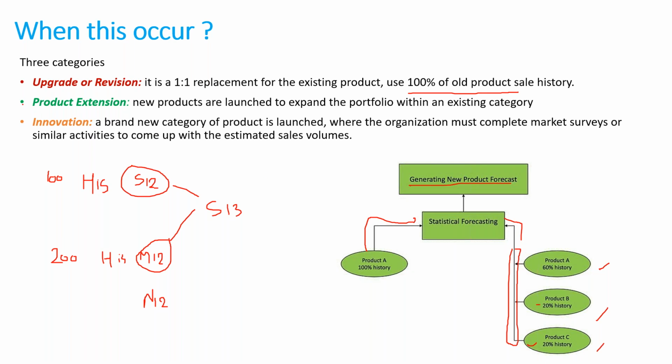So basically, this comes when an upgrade is happening, or maybe a product extension is happening. That means a new product is getting launched within the existing category. So next is the innovation, where you're bringing up a whole new category itself, where the organization must complete market surveys or similar to come up with estimated sales volume.